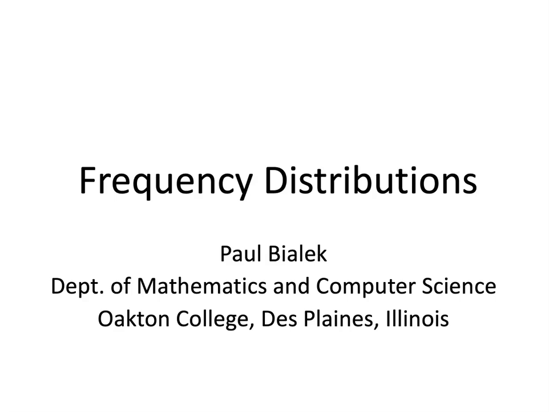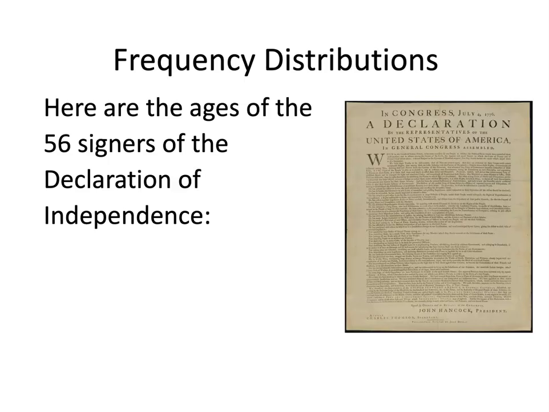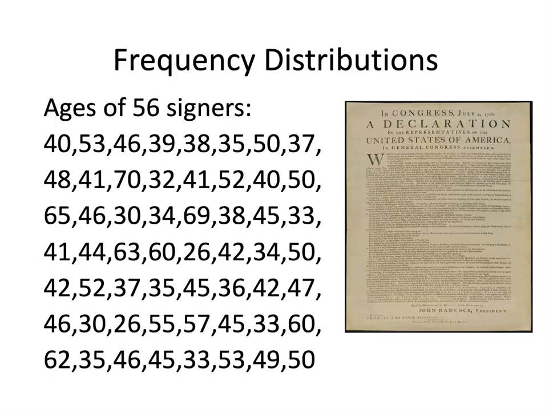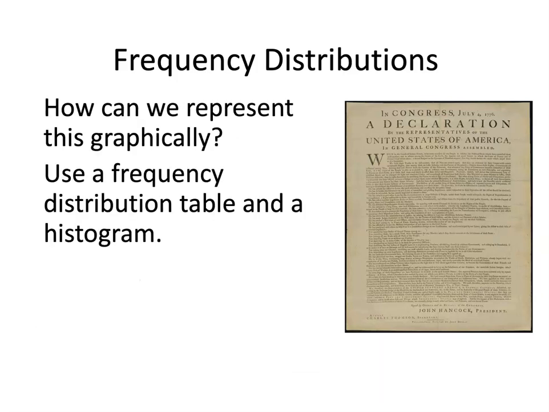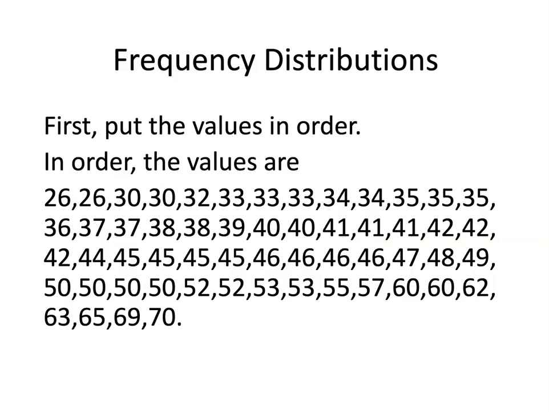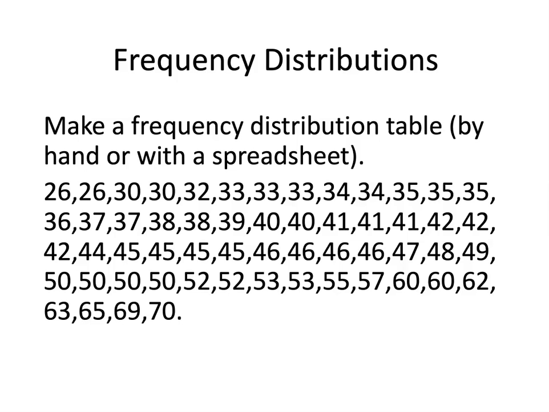Let's talk about frequency distributions. Here are the ages of the 56 signers of the Declaration of Independence: 40, 53, 46, 39, and so on. How can we represent this graphically? Use a frequency distribution table and a histogram. First, put the values in order. In order, the values are 26, 26, 30, 30, 32, and so on. So we make a frequency distribution table, or simply a frequency distribution, by hand or with a spreadsheet.